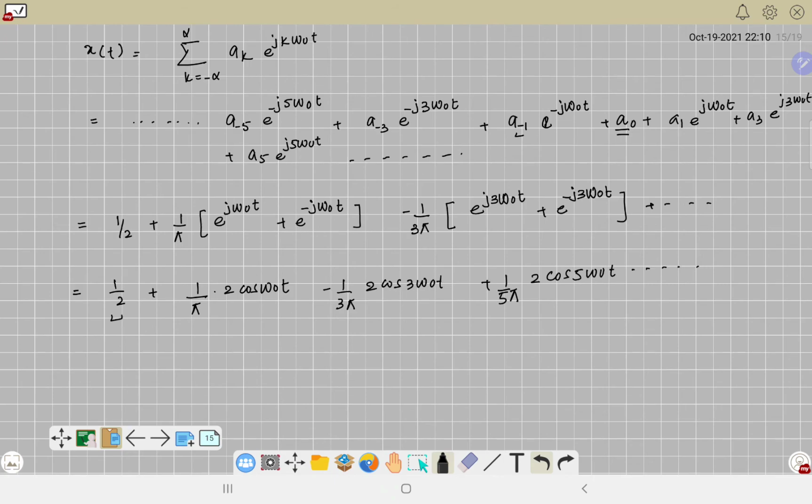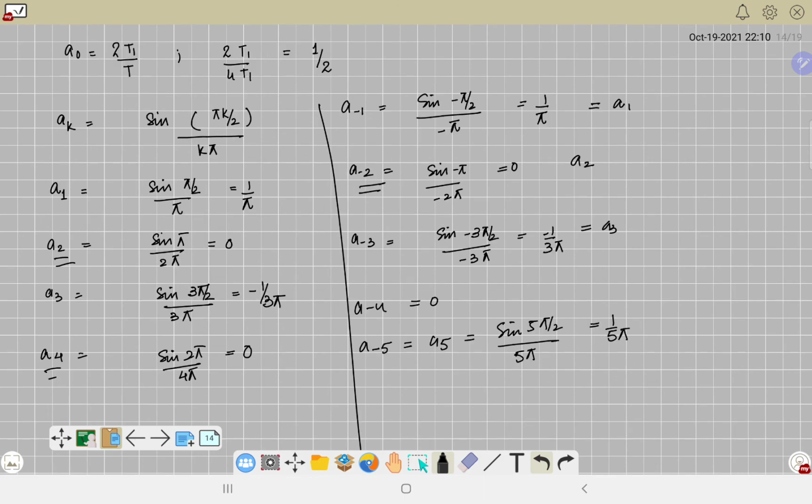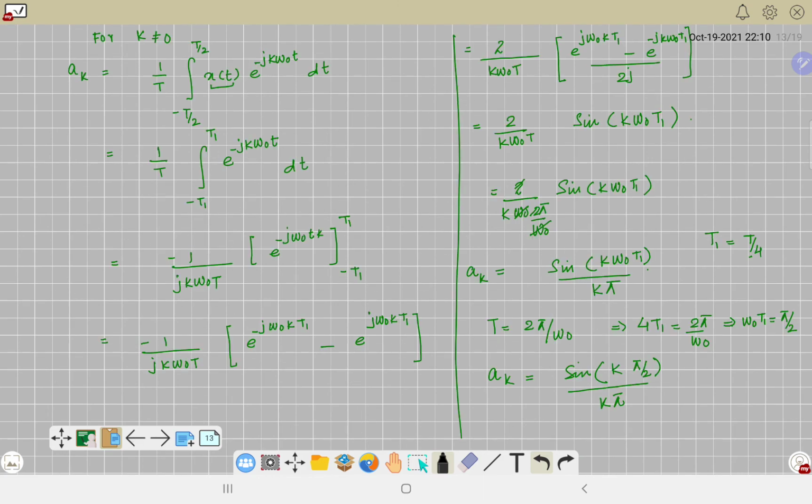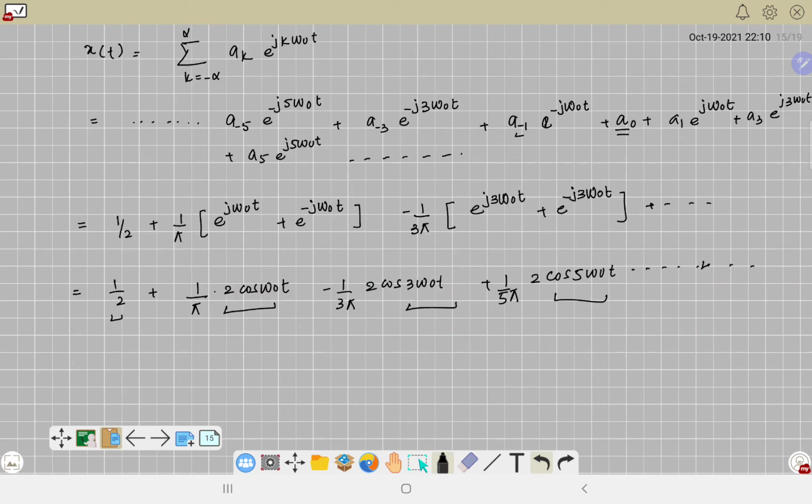Okay, so this is the constant DC term. This is the first harmonic, second harmonic, third harmonic, and likewise if you continue you can have higher harmonics, right? So this is the Fourier series representation. Here we first used the analysis equation to find the coefficient values. Then we use those coefficients in our synthesis equation to have an expression for x of t in terms of these harmonics. Okay? So this is the Fourier series representation.